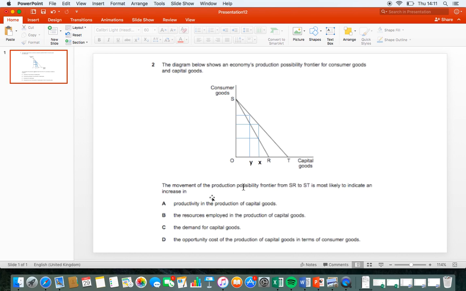Okay, and we can see that the movement of the production possibility frontier from SR to ST is most likely to indicate an increase in the productivity in the production of capital goods. So therefore, when resources are switched, okay, they're more equipped to producing capital goods. So therefore, those resources aren't leading to a higher opportunity cost in the consumer goods that are given up because they're being used more productively to produce capital goods. Okay, so therefore, this proves why D isn't the correct answer.